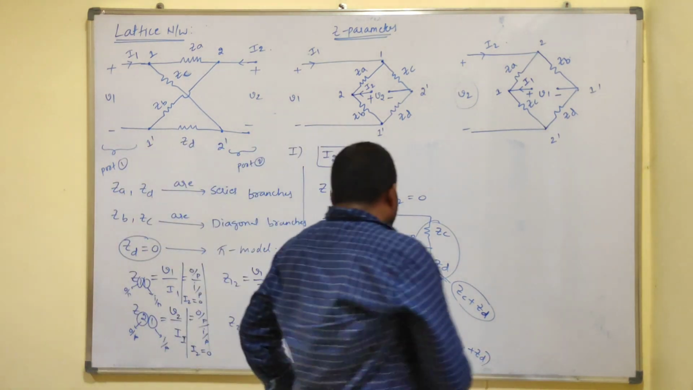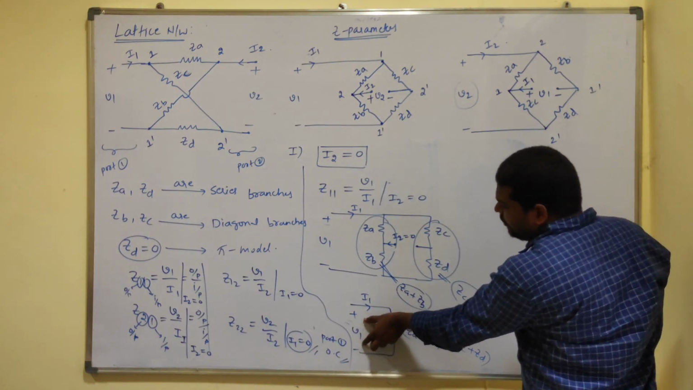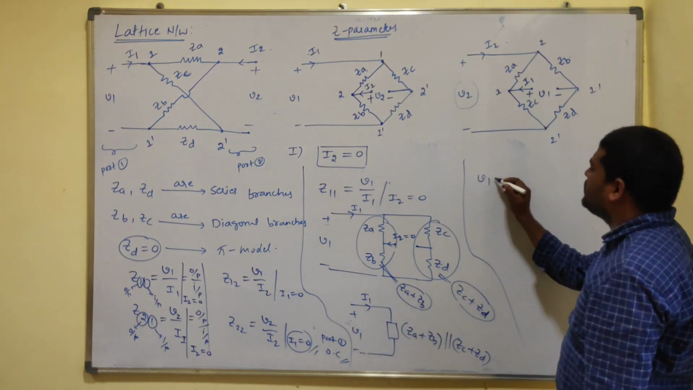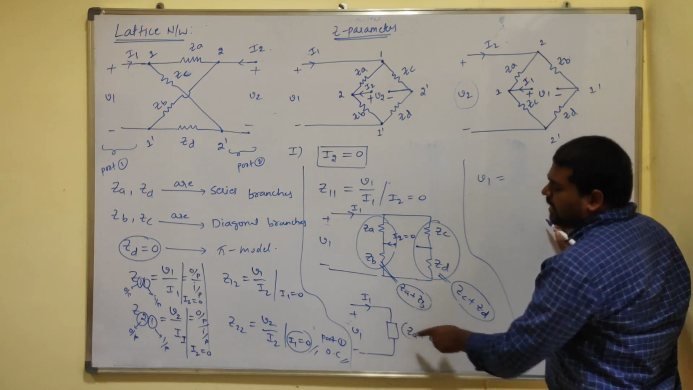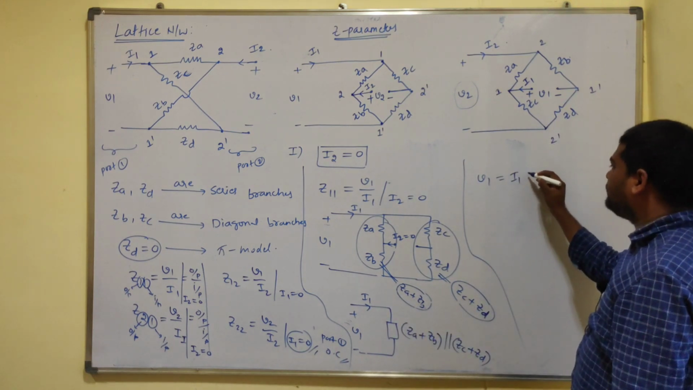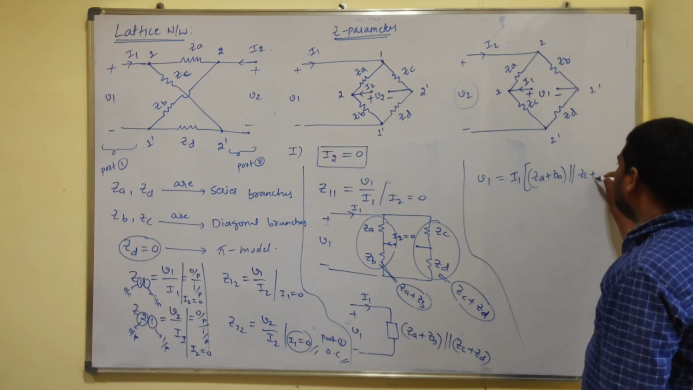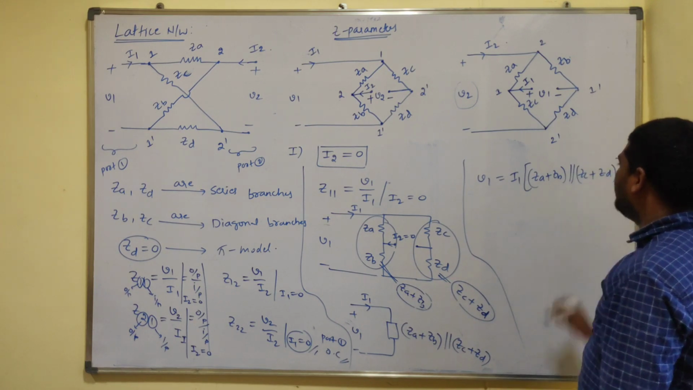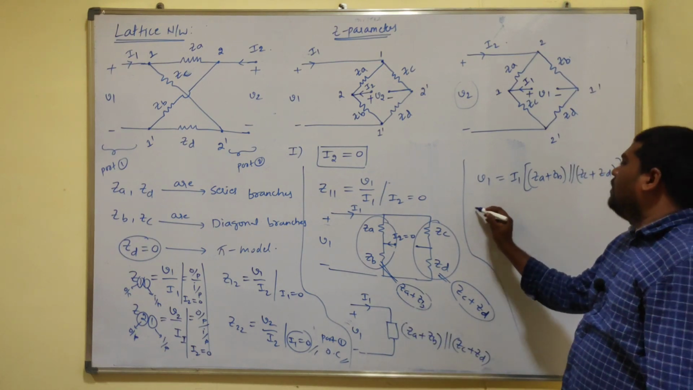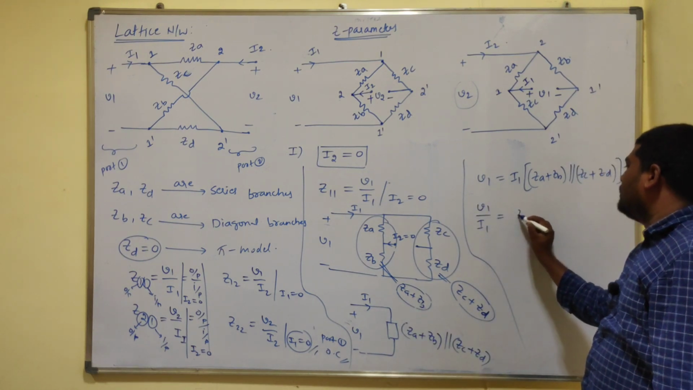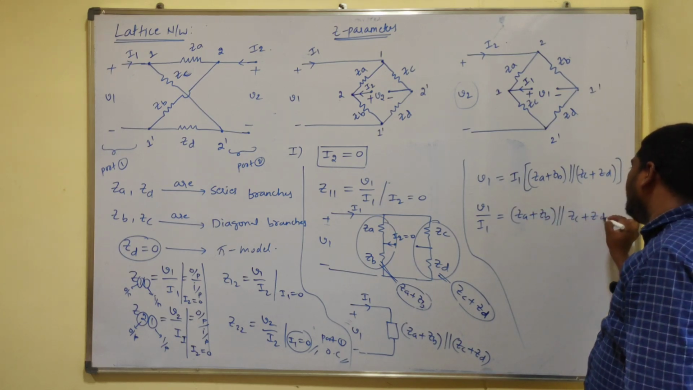Now you can observe the voltage drop across this particular resistor is equal to V1. So V1 equals what? The current in this element times this particular resistance value. That means I1 into ZA plus ZB parallel ZC plus ZD. This is your voltage drop across this particular resistance. Now V1 by I1 equals ZA plus ZB parallel ZC plus ZD.